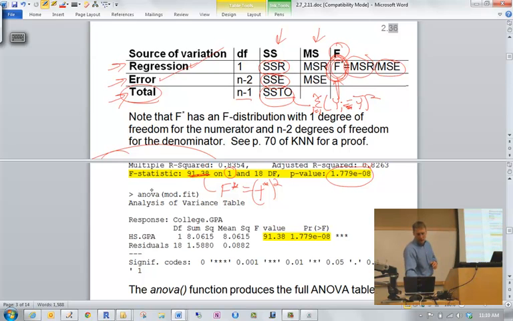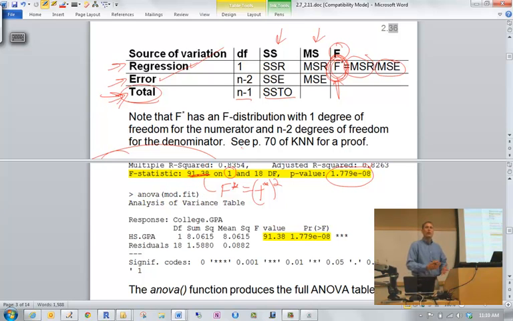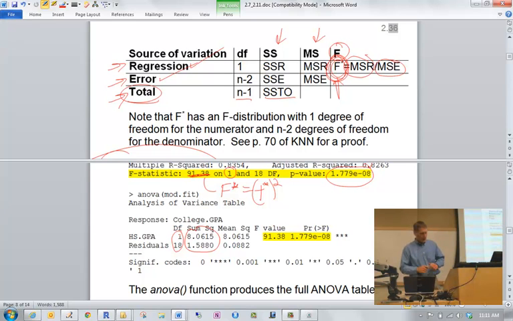And if we use the function anova with the result from the lm function, which I call mod.fit, you get that exact ANOVA table. Notice, it's written a little bit differently. Notice you do not have this total row. Why? Well, of course, if you just add down, you get the total row in that table. Okay. Are there any questions?